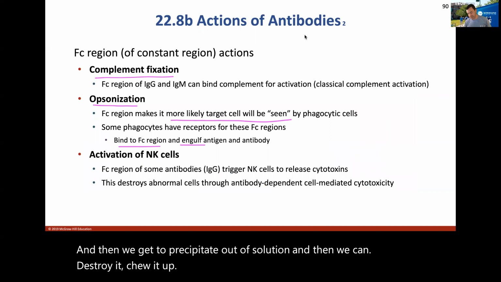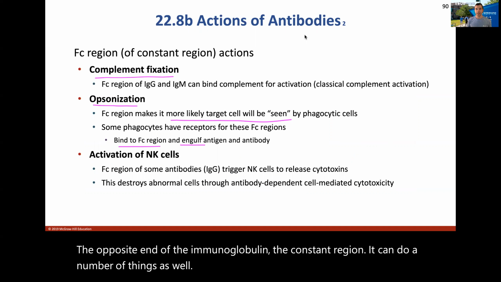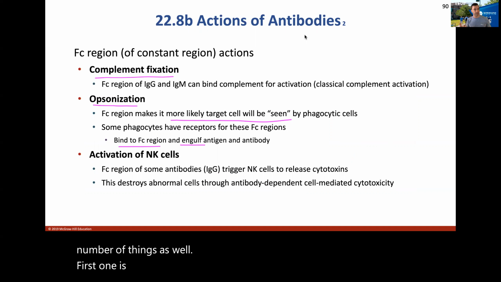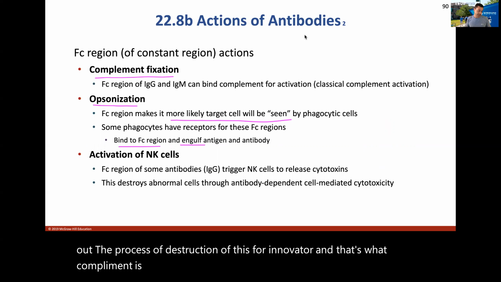The opposite end of the immunoglobulin, the constant region, can do a number of things as well. First, it can call other things to the party to help the process of destruction of this foreign invader. And that's what complement is. It complements, it facilitates, it helps the immune response.